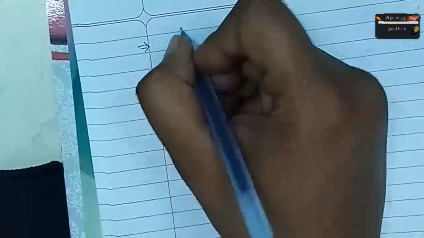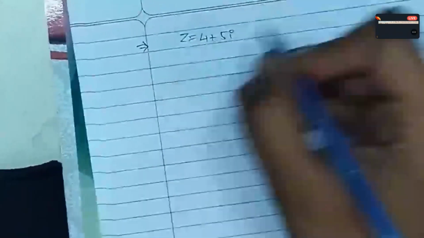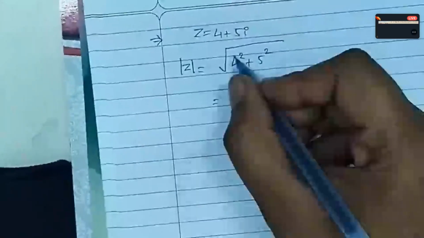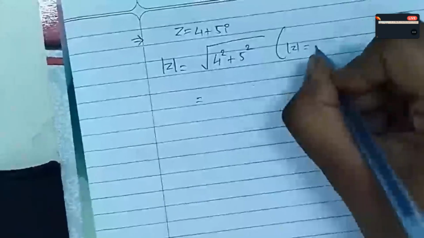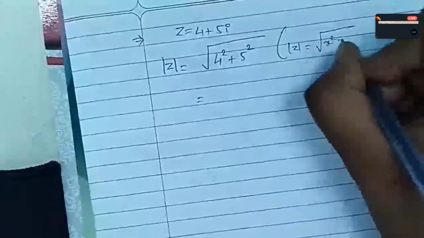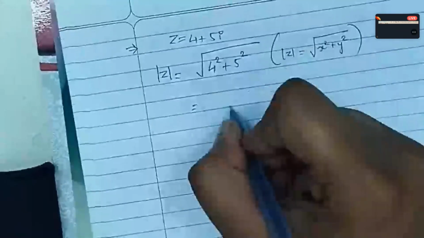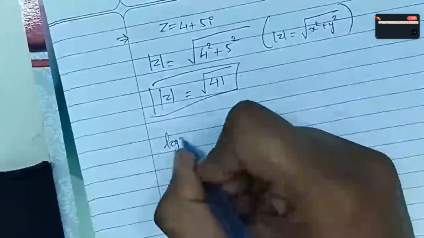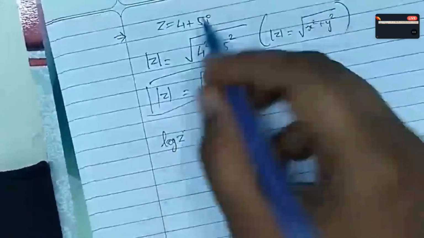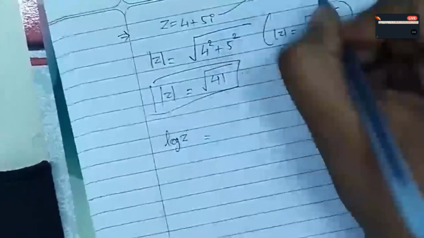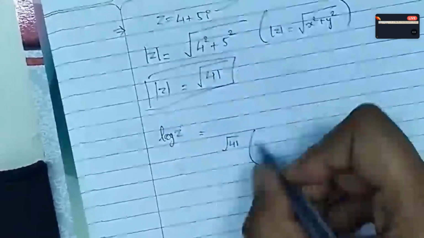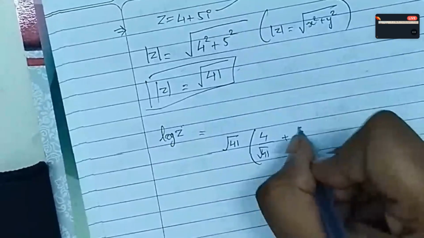If we see the question, it states that z is given to be 4 plus 5 iota. So if we just find mod z, it would be square root of 4 square plus 5 square, since we know that mod z is equal to the square root of x square plus y square for any number. So this becomes root 41. If we see in terms of log of z, just the number, then we need to convert this number into Euler form. So what we do is we multiply and divide by the modulus. So it becomes square root of 41 times 4 by square root 41 plus 5 by square root 41 iota.